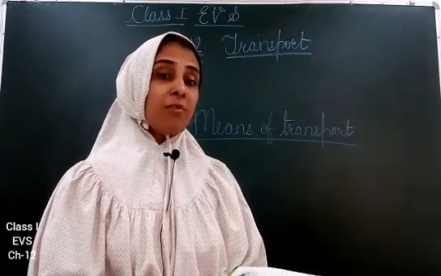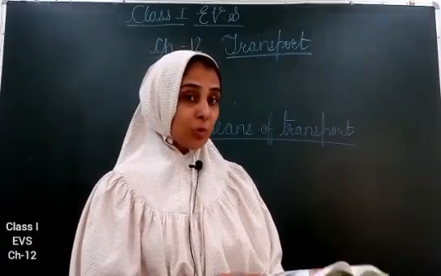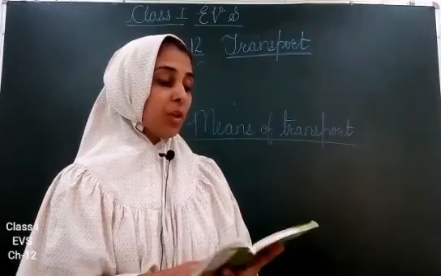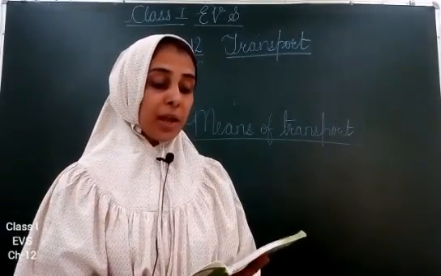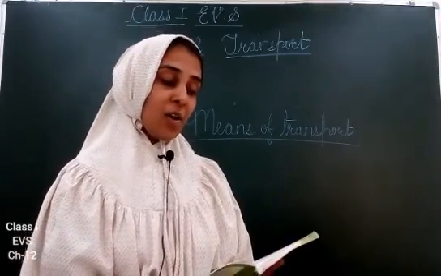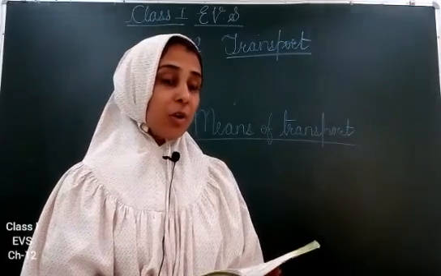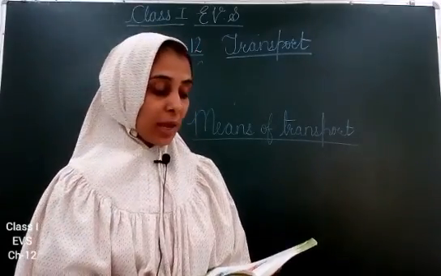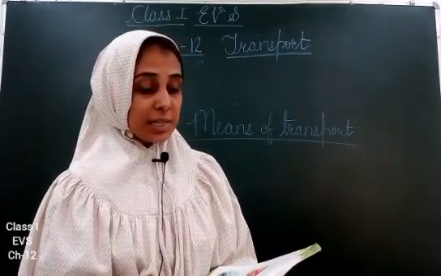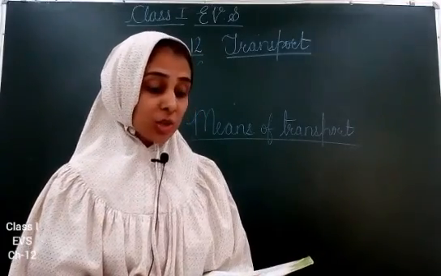So we will learn one by one about it. First we will learn about land transport. So we will do a reading about it, that is on page number 152. Vehicles carrying people and goods from one place to another on land are called means of land transport. Land transport includes railways and roadways. A few examples of land transport are bicycle, car, train, bus and auto rickshaw.